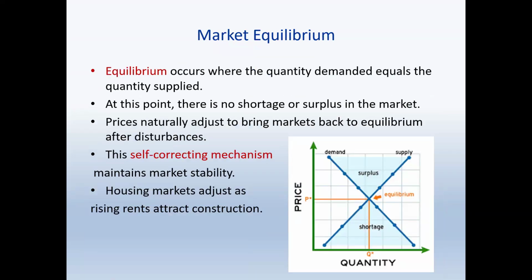Now we can think about supply and demand together and how they interact in the market. On the graph at the bottom, you have demand, which is downward sloping, and supply, which is upward sloping. The point where supply and demand intersect is called the equilibrium. It is the point where the quantity demanded equals the quantity supplied.